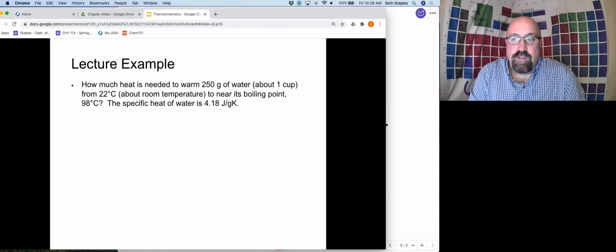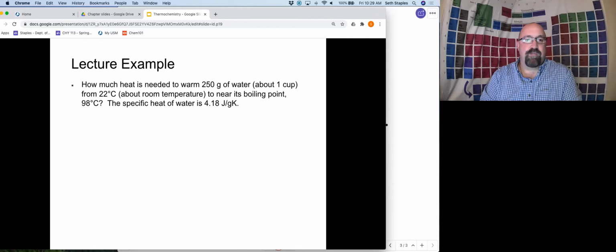So let's look at another example here. So now we want to know the amount of heat needed to warm 250 grams of water from about 22 degrees to close to the boiling point of 98. And we have the specific heat there. So again, go ahead and pause the video and use our heat equation, Q equals mc delta T. Plug it in and see if you can come up with the right answer.